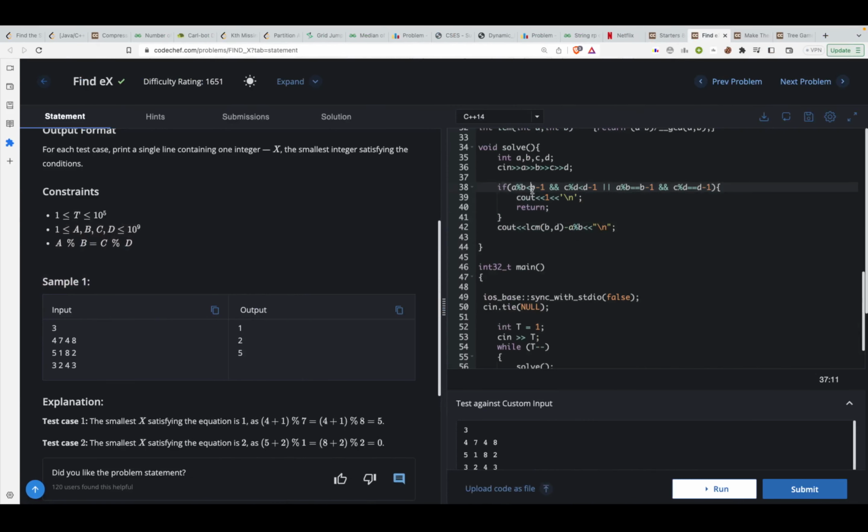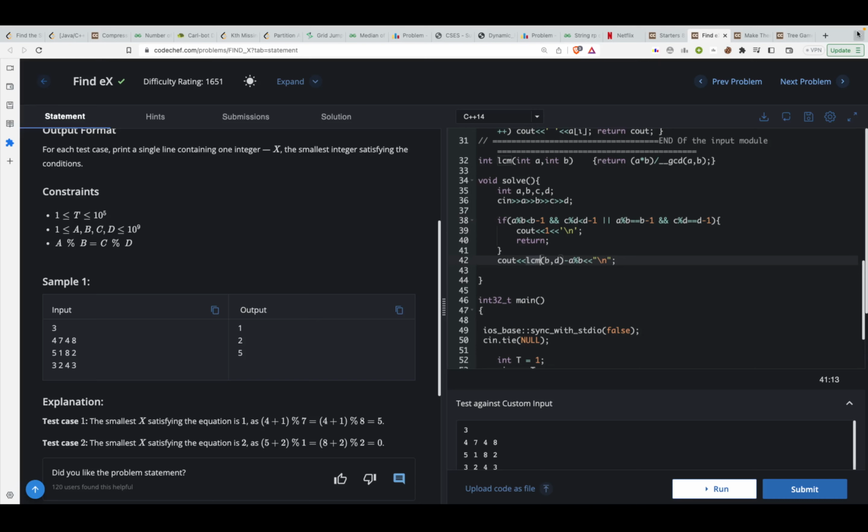I'm checking these two conditions: that either both of them, that a modulus b should be less than b minus 1 and c modulus d should be less than d minus 1, or both of them should be equal to it. In that kind of a scenario, my answer would be 1. If this is not the case, then my answer is LCM of bd minus a mod b.